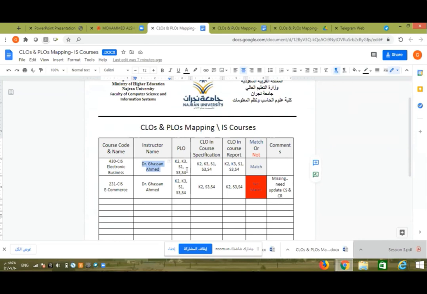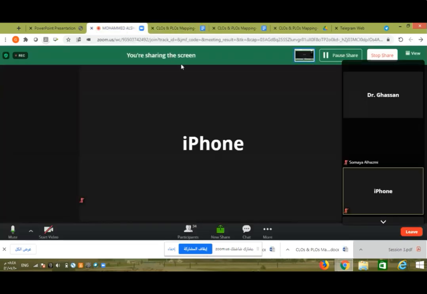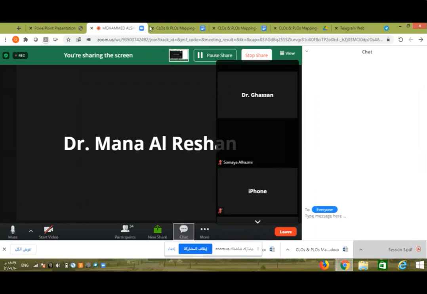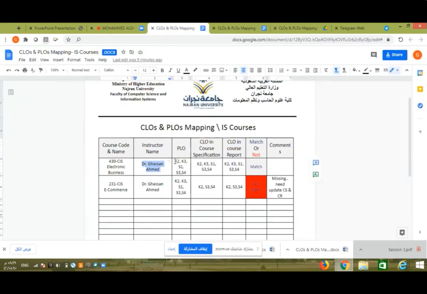The PLOs, from where can he get them? Can anyone answer from where he can get the PLOs? Program specification. Okay, from the program specification. Then after that, he will put what he found in the program specification regarding his course. I found, this is just an example, K2, K3, S1, S3, S4, okay?